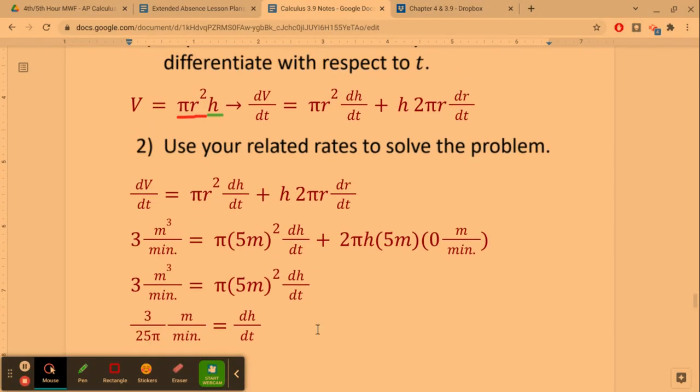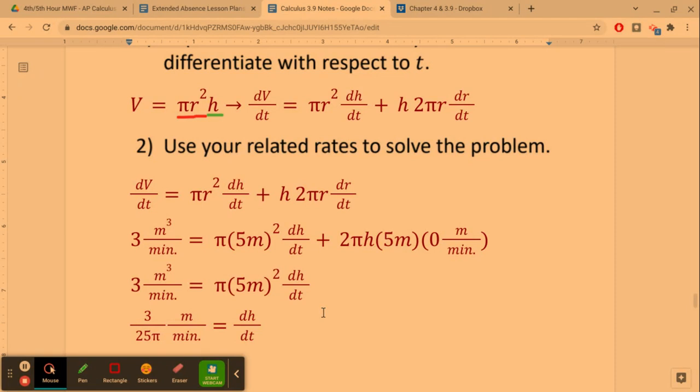And we have 3 over 25 pi meters per minute equal to the change in height with respect to time. That is a very small number. So a small change of volume results in a very small change of height, and that is for every instant. It makes sense. If you have a cylindrical bottle and the volume is increasing at a constant rate, the height is also going to be increasing at a constant rate, no matter how high or low the water is, assuming it's a perfect cylinder. All right, cool.